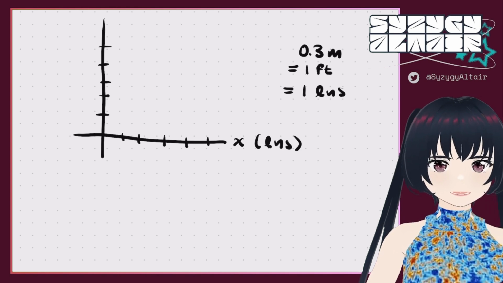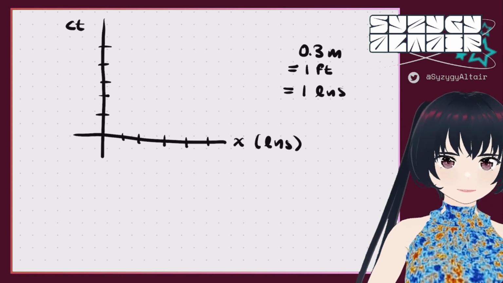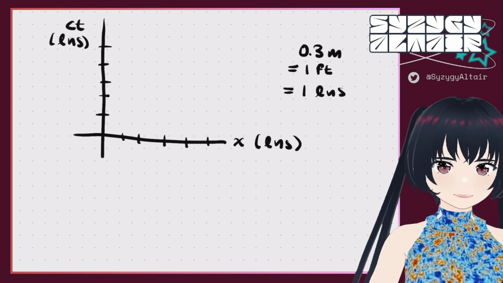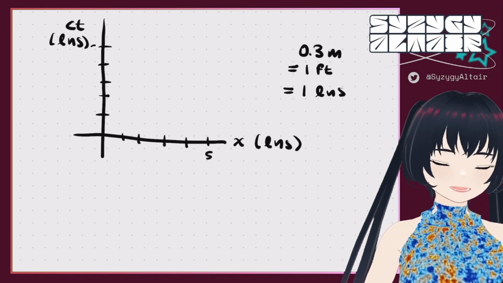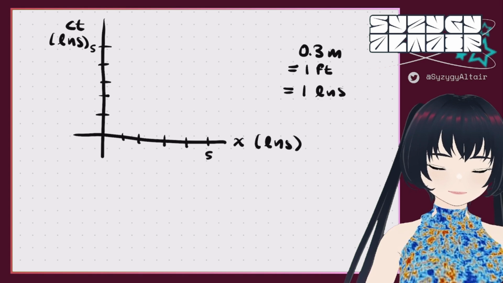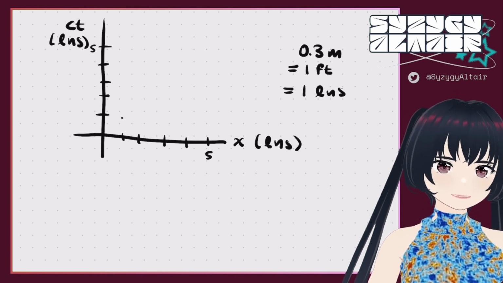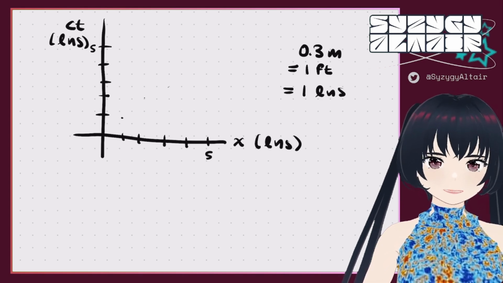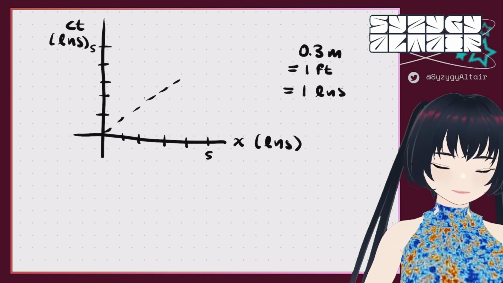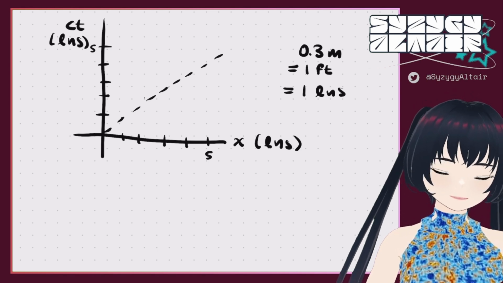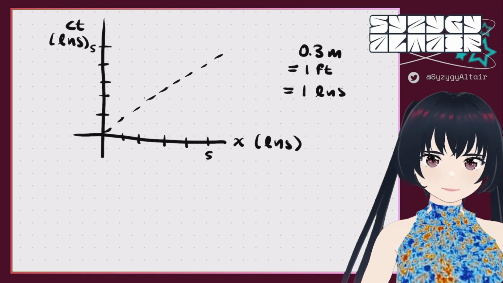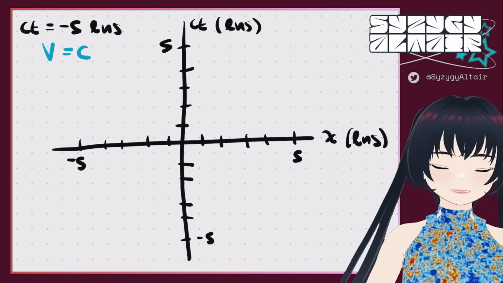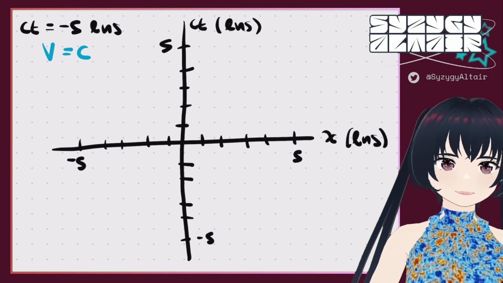So here we have 5 light nanoseconds on the position axis and 5 light nanoseconds on the time axis. I labeled this as ct to make the axes dimensionally the same. If an object moves at the speed of light, then it travels x light nanoseconds in position over x light nanoseconds in time, giving a slope 1 line here. Okay, now that you have all the basics down, let's look at some funky examples.